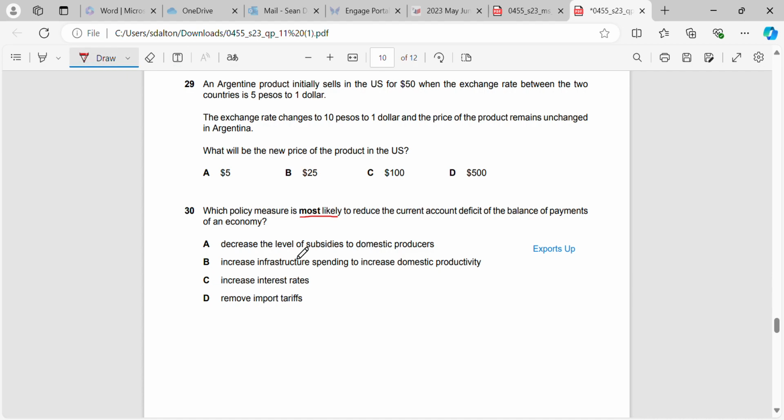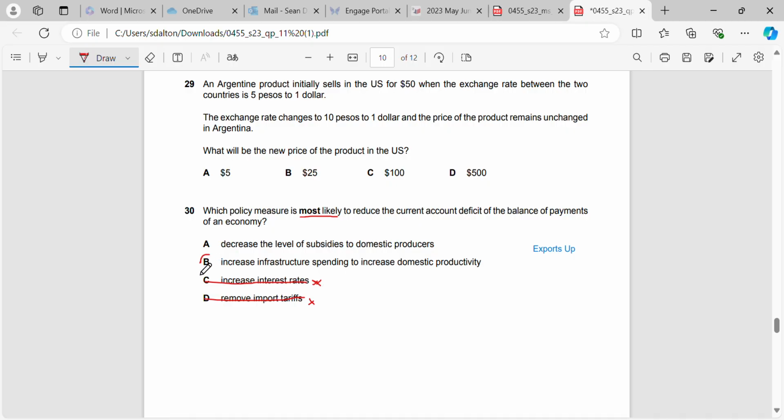So if we remove import tariffs, that is going to increase the level of imports, therefore it is wrong. If we increase interest rates, people will be saving money instead of spending money, so in no circumstances will that allow us to increase our exports, also because it will make it harder for both businesses and individuals to borrow money. So that will mean that it's harder for them to increase their productivity or to make more products.